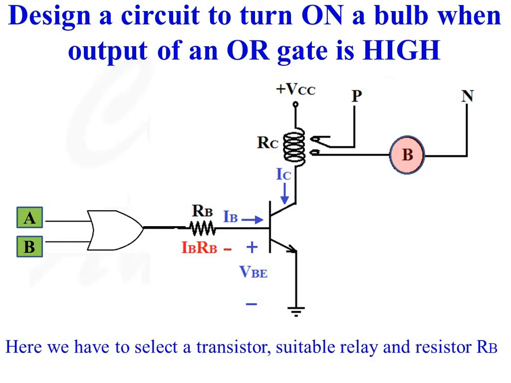So when transistor is in the saturation region, collector potential becomes 0.2 volt, and relay is energized. When relay is energized, that bulb will glow. So relay is energized if and only if output of the OR gate is logic 1. We can say relay is energized if and only if A or B is equal to 1. So in this circuit, we have to select a transistor, suitable relay, resistance RB, and an appropriate value of the voltage source VCC.